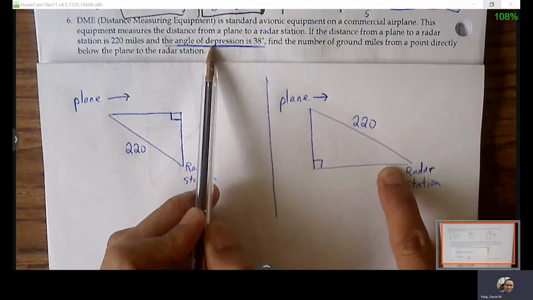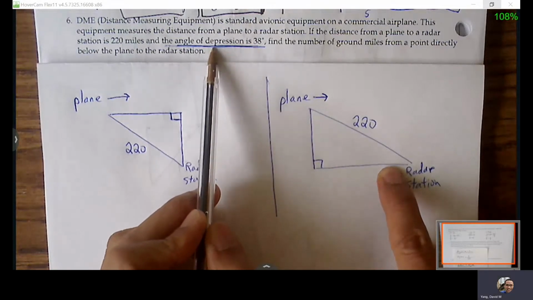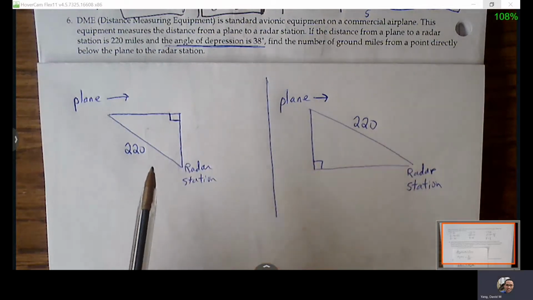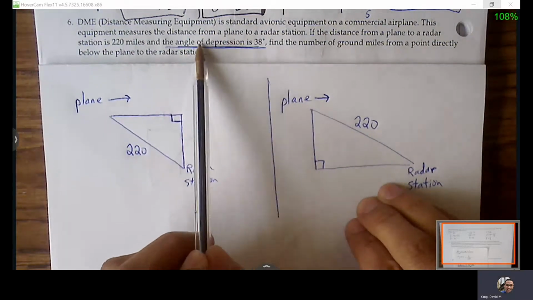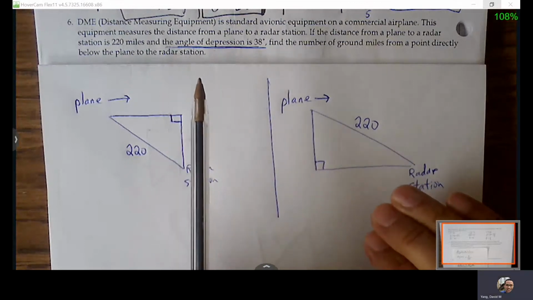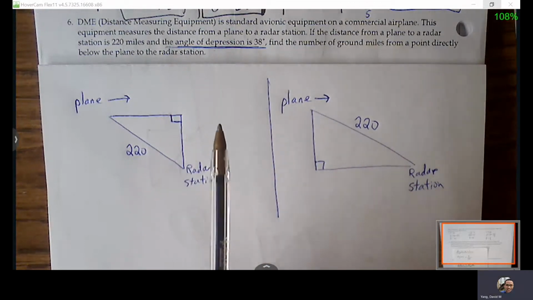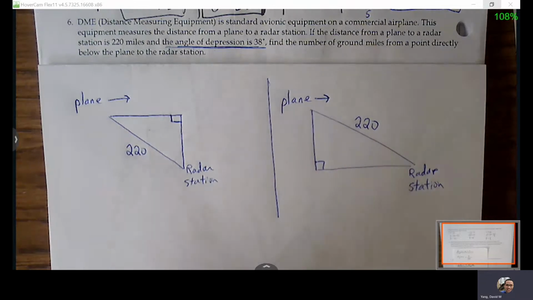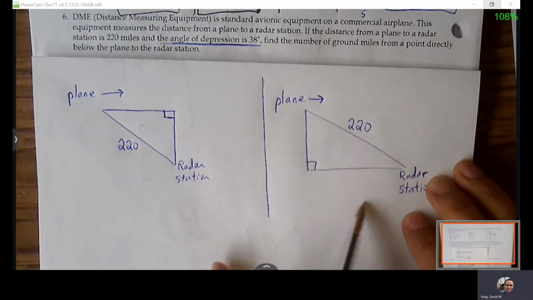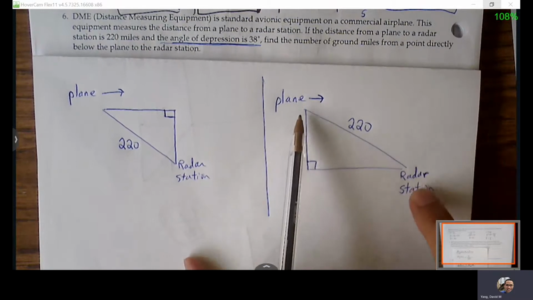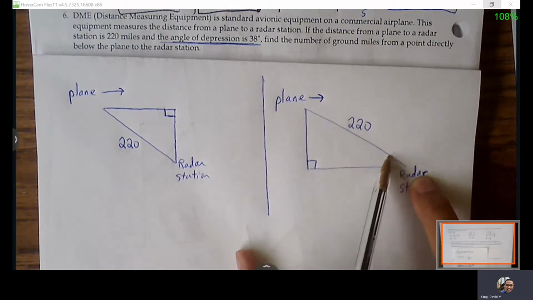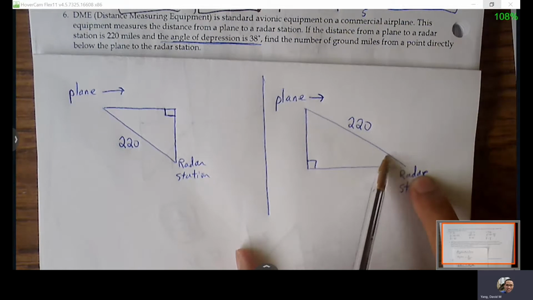Angle of depression and angle of elevation. Whatever angle you draw, make sure that there's a horizontal segment included in the angle. If there is not a horizontal segment included, then that is not the correct angle. Typically we have drawn our triangle like this, kind of right side up, and I would say, don't put the angle here, put the angle here because it's the same thing as angle of elevation.